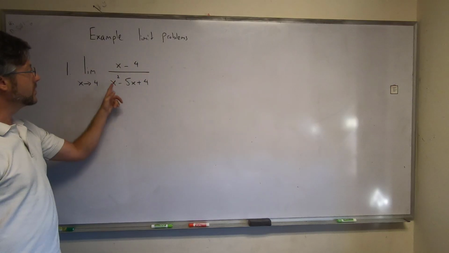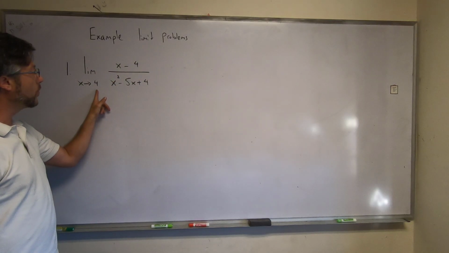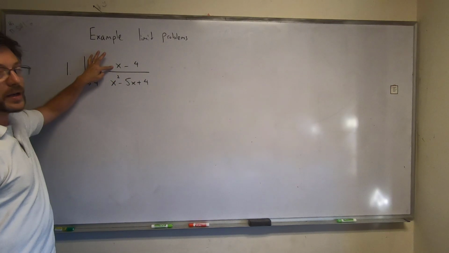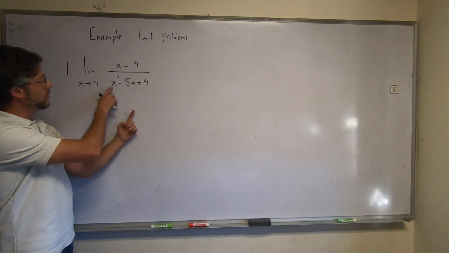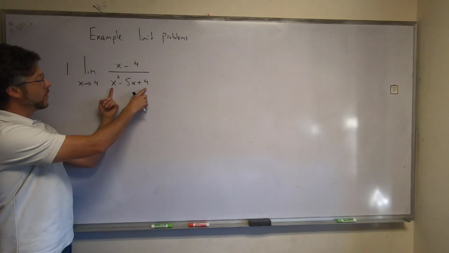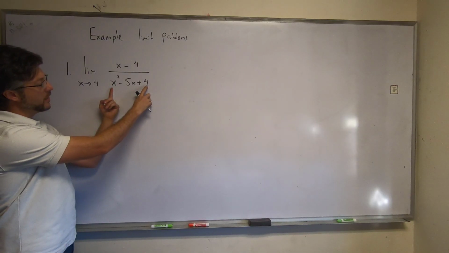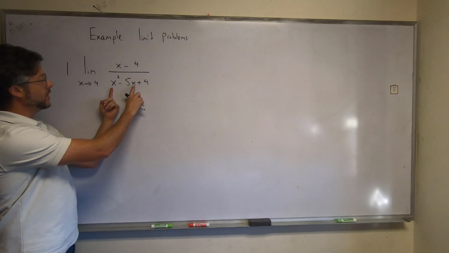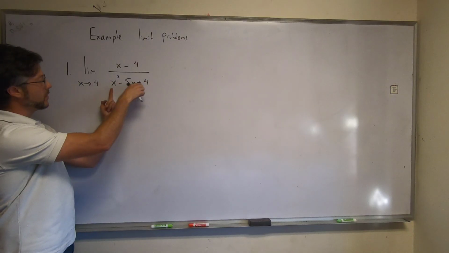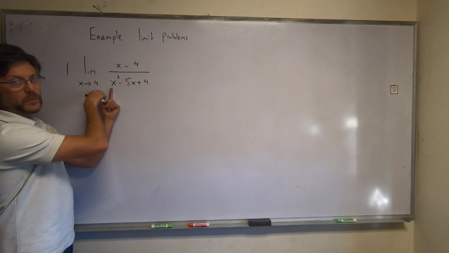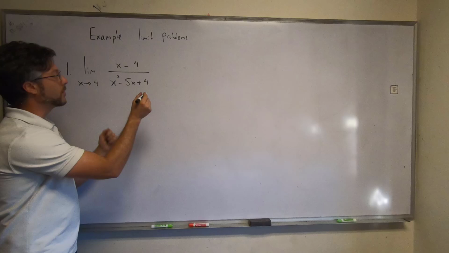Because if this is continuous at x equal to 4, we can simply evaluate it and come out with a number. But notice that when I plug in 4 into the denominator, 4 squared is 16, plus 4 is 20, and then negative 5 times 4 is minus 20. The denominator really is 0 when I plug in 4, so we have to use the replacement theorem.